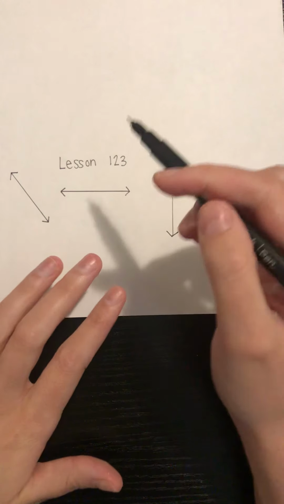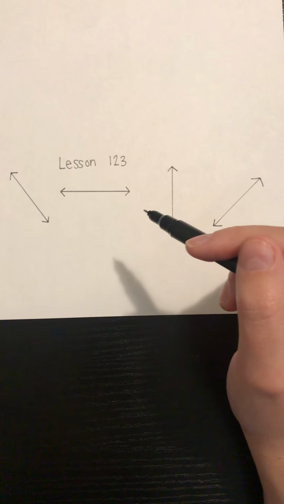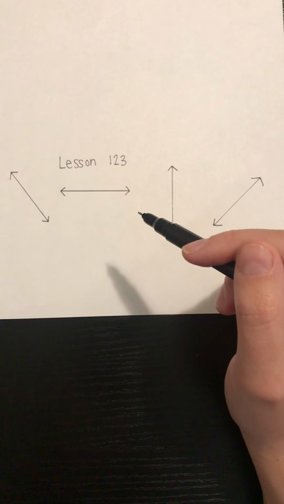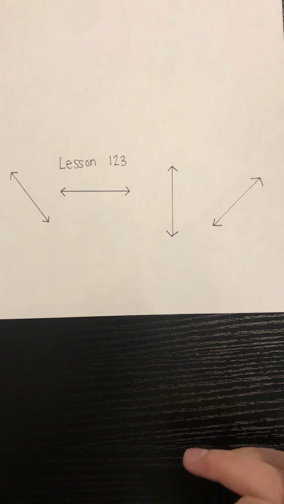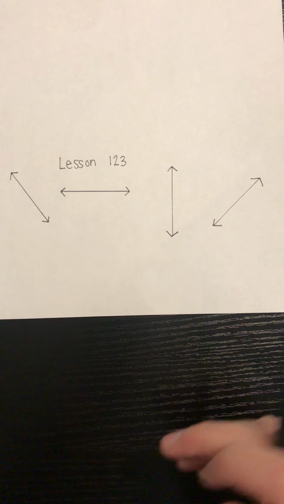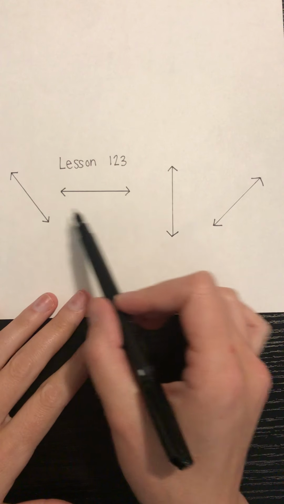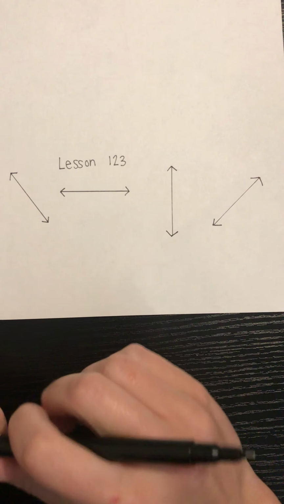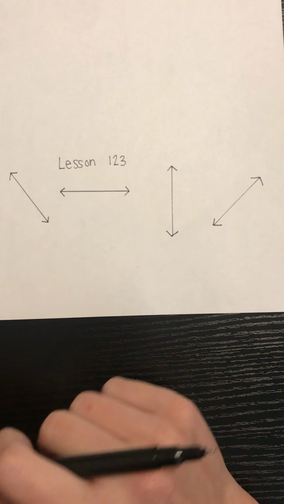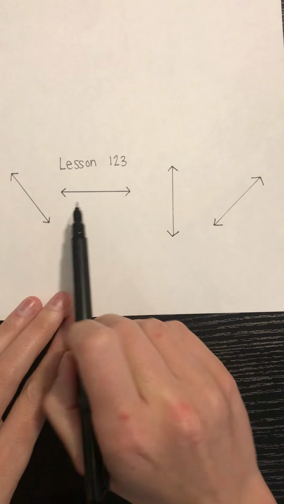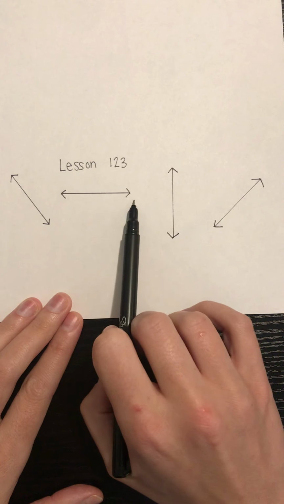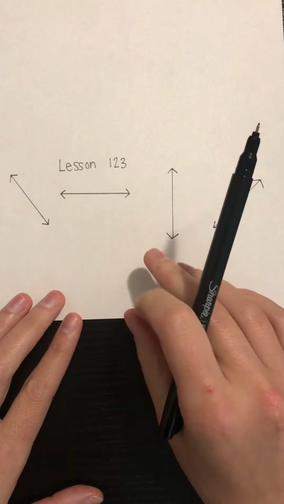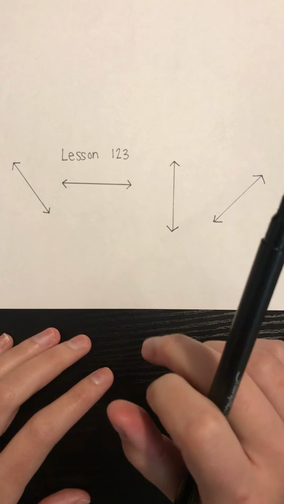Hey guys, today we're doing lesson 123 and you're going to learn today how to locate negative numbers on a number line. I want you to take a look at these lines that I have here and think which one would be best for a number line. If you said the horizontal number line, you would be correct. It's the easiest to use and the easiest to read, so that's what we always use for a number line.